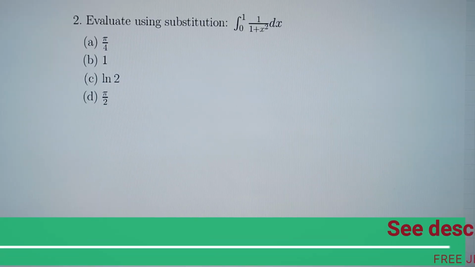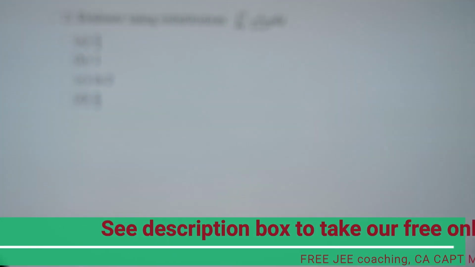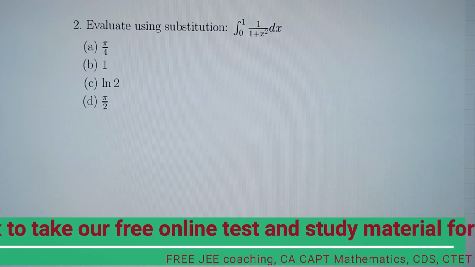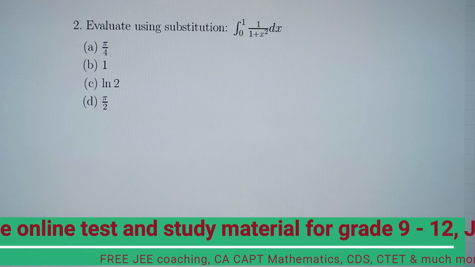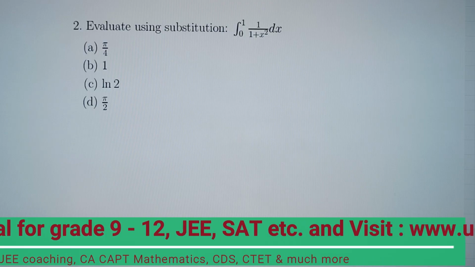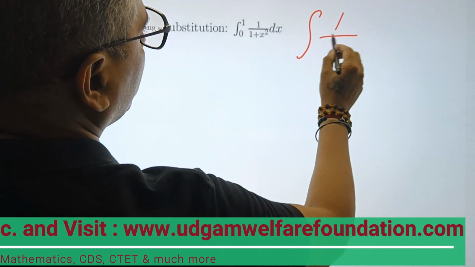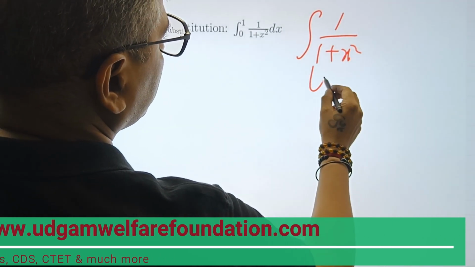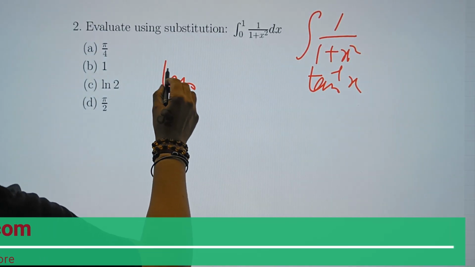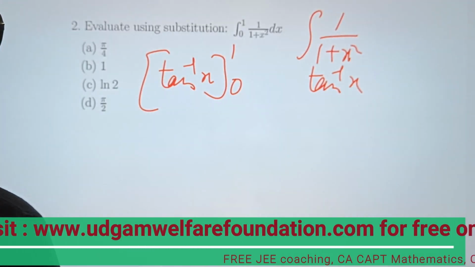So students, this is our question number 2, where we have to evaluate using substitution integral 0 to 1 of 1 by 1 plus x square. Obviously the question states that you have to evaluate using substitution, but it is not compulsory to use the substitution method. You can simply use the property here, that is integration of 1 upon 1 plus x square is tan inverse x. Very simple. So you can simply write tan inverse x from 0 to 1.